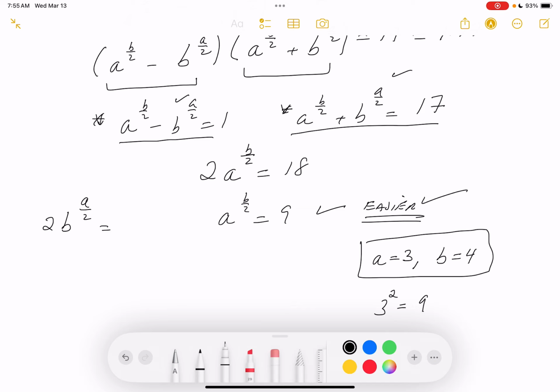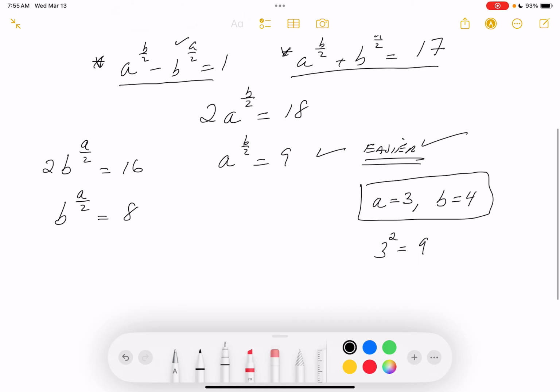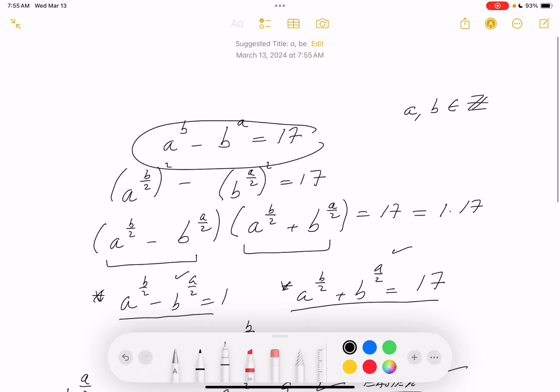And that'll be 17 minus 1, which is 16. And then you get b a over 2 is equal to 8. Again, if you did that, you're still looking at this thing. And again, my claim, this is easier. What is it easier than? The original one, this one over here.